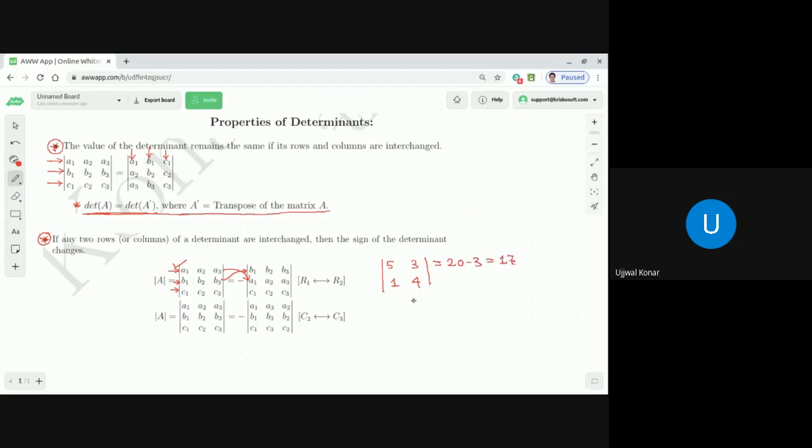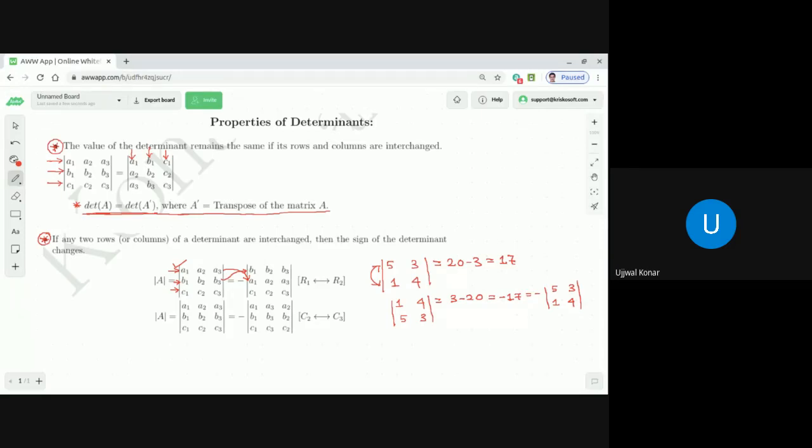Now what I'm doing, dear students, is interchanging the two rows. That means the first row becomes the second row and the second row becomes the first row. Then what will be the new determinant? It will be 1, 4, 5, 3. Now if I compute the value of this determinant, that will be 3 minus 20, which is equal to minus 17. And that is nothing but minus of the determinant 5, 3, 1, 4. That's what has been mentioned: if we interchange the rows and columns, the value of the determinant gets negated.